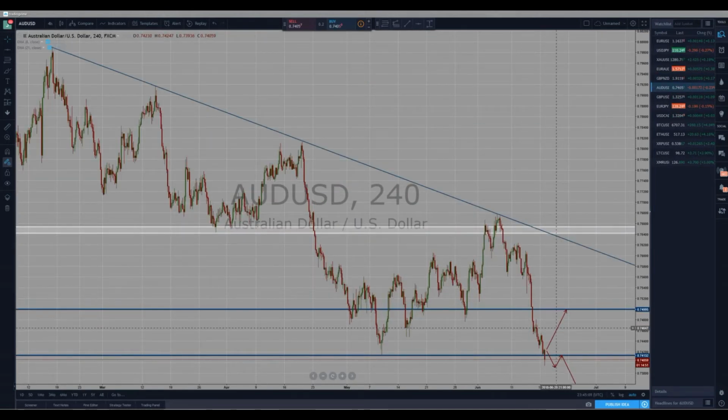We can see that I have one horizontal line drawn here that is currently being broken. We'll see if that holds.